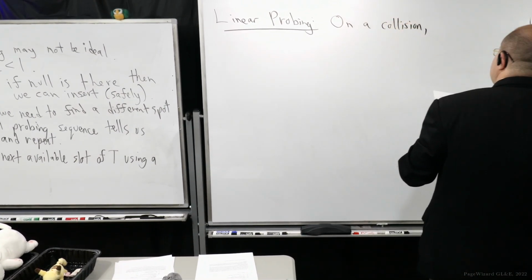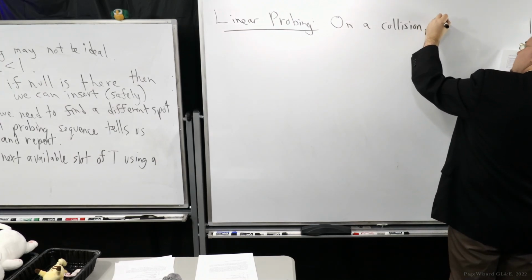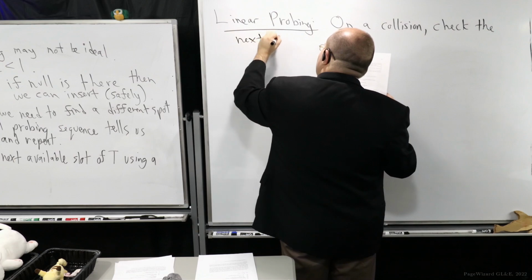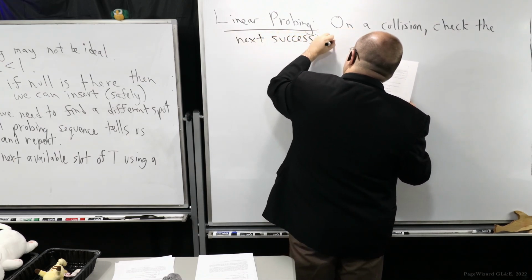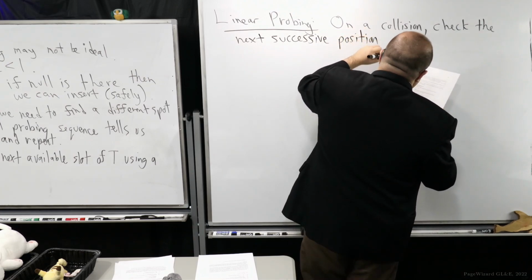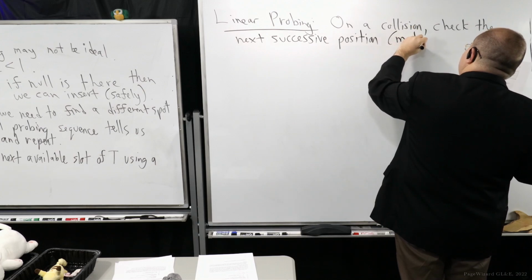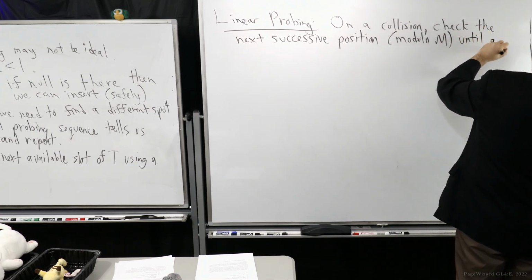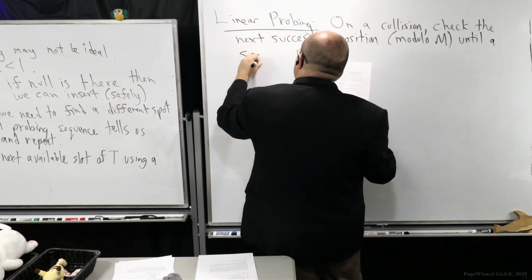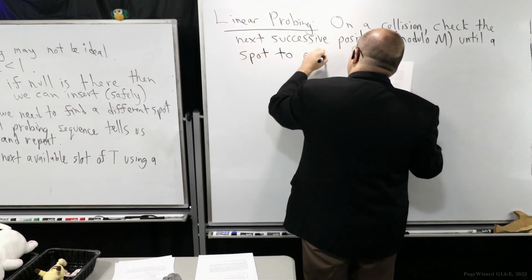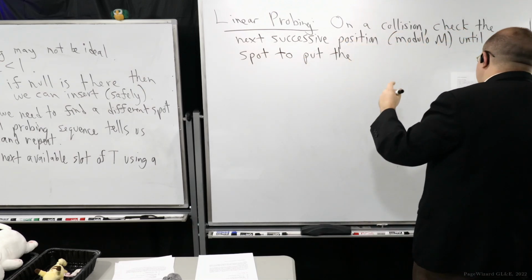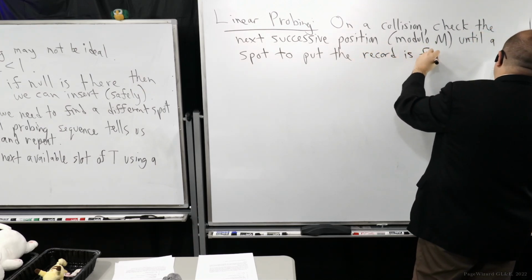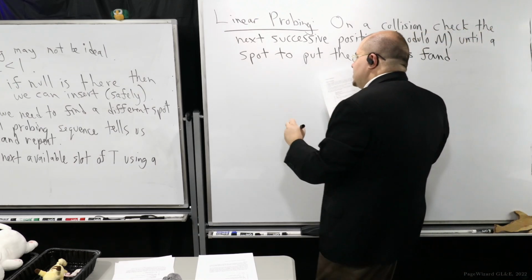So on a collision, check the next successive position modulo m. We talked about that before. Continue until a spot to put the record, or to get or remove it respectively, is found. Here's what the probing sequence looks like.